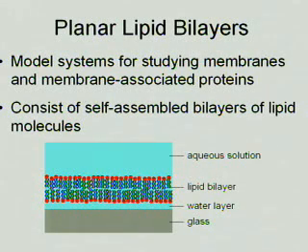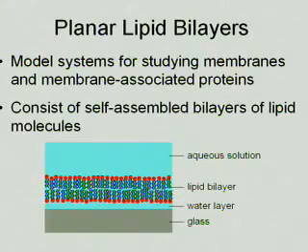So a planar lipid bilayer is essentially a flat lipid bilayer that can be formed in different ways, for example, on a substrate or across a pore. This image here shows a supported lipid bilayer on a solid substrate, which forms easily on clean hydrophilic surfaces like glass or silicon.